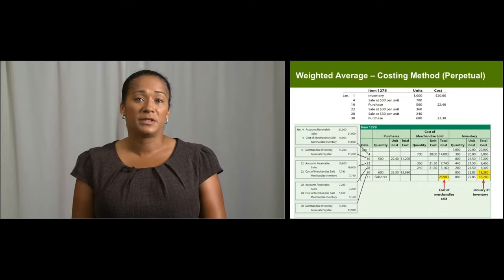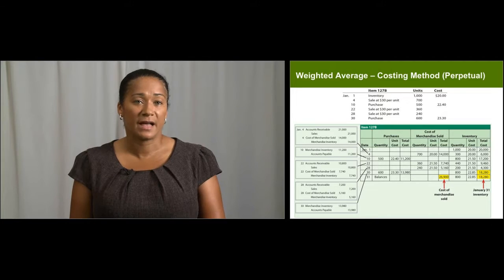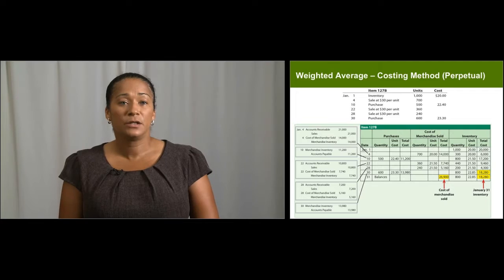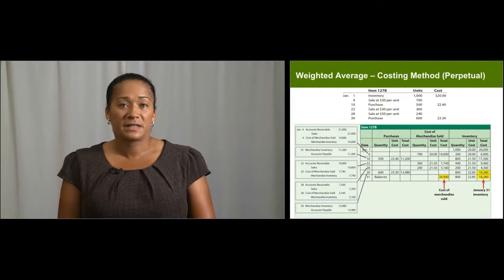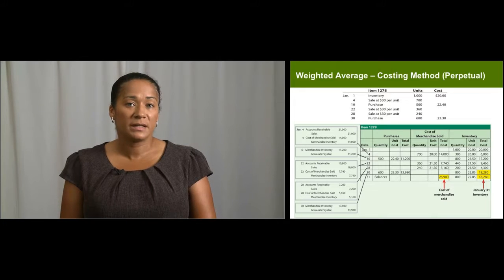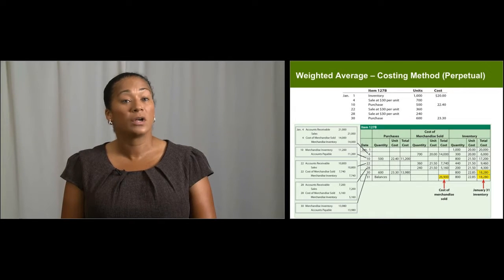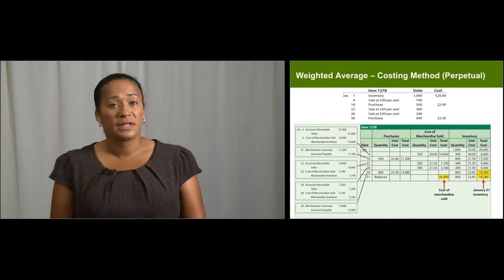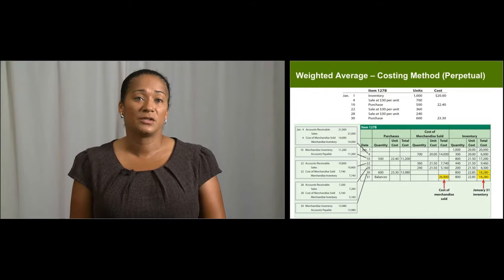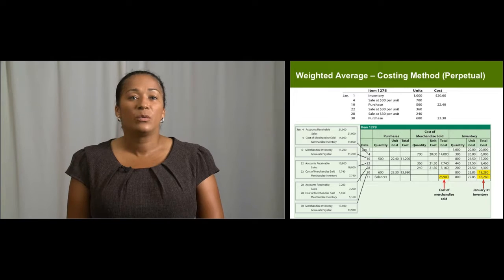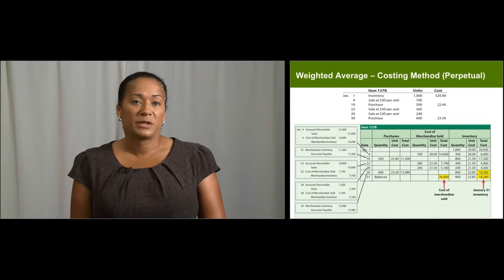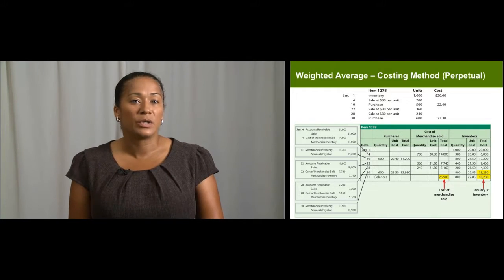The first column is used to record the date of each transaction. Columns 2, 3, and 4 are used to record the quantity, unit cost, and total cost of the purchases. Columns 5, 6, and 7 are used to record the quantity, unit cost, and total cost of the cost of merchandise sold. The last 3 columns are used to calculate the quantity, unit cost, and total cost of the units that remain in inventory.